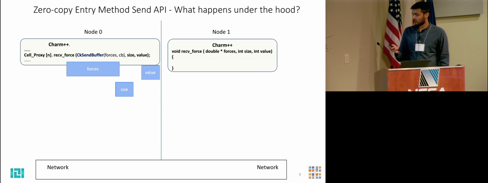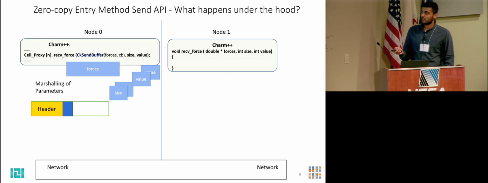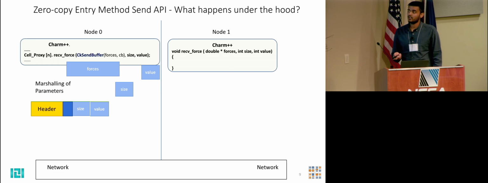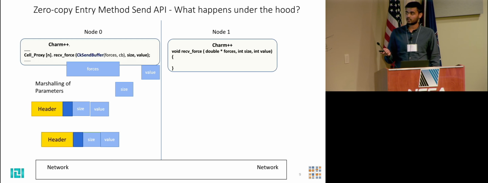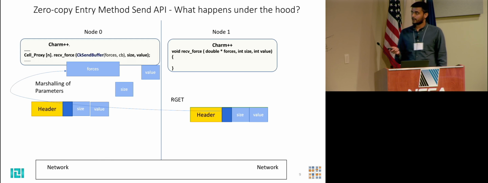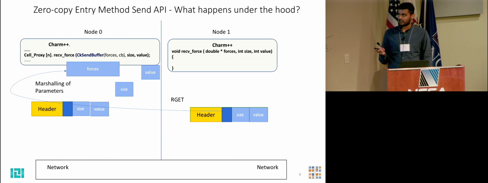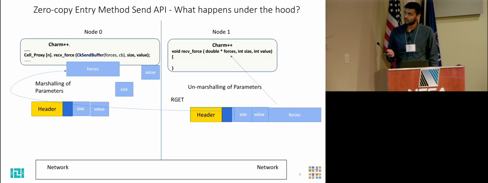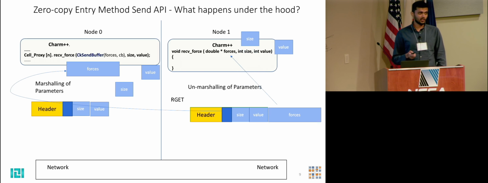So in this case, quickly illustrating what happens, instead of the forces, there's the blue spot, there is the metadata representing forces, and that's what is sent over to the remote process, and using the metadata, an rget is performed, and forces is obtained on the remote process, and then we unmarshal and do similar stuff.